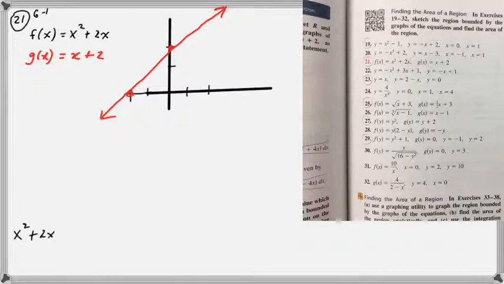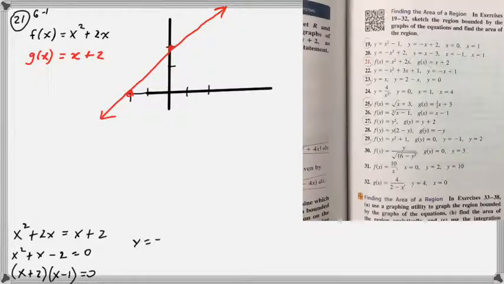So x squared plus 2x is going to equal x. If I make it equal 0, I would subtract the x and subtract the 2. This factors into x plus 2, x minus 1. That tells me that they meet at -2 and at 1. If you put a 1 into either one of these, you're going to get a 3. If you put a -2 into either one of them, you're going to get a 0.